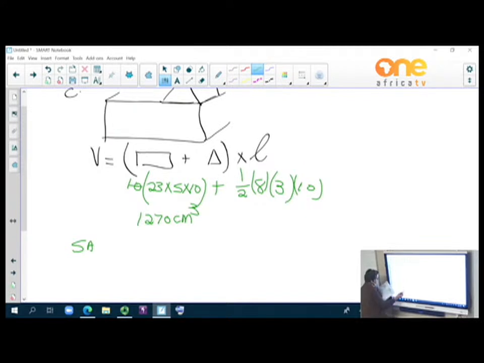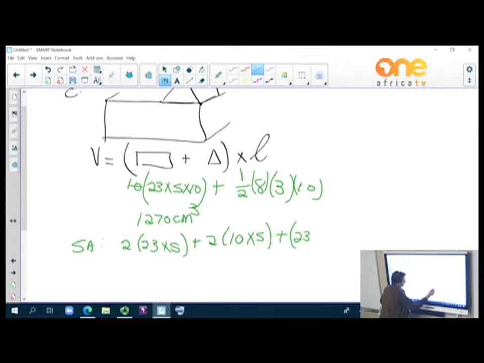So the surface area will be 2 times 23 by 5, plus 2 times 10 by 5. And then what is the base? 23 by 10, isn't it? 23 by 10. But then that's only one of them. And then we've got this top part there, which is what? 15 by 10. So plus 15 by 10. Could have subtracted it, but we can just calculate it like that there.